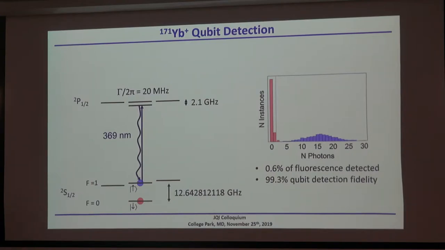In order to perform detection of the state of our qubits, as you probably well know, we use resonance fluorescence, where the 171 ytterbium plus ions are excited with resonant 369 light on the D1 line. And if the qubit is in one of the two hyperfine states, it will scatter photons. Here's a histogram of photons that are collected in our experiment with about a 0.6 numerical aperture lens. And if the qubit is in the other state, it remains dark, with the exception of a little bit of dark counts. If we set our threshold above the dark counts, we obtain in the system that I will be presenting 99.3% qubit detection fidelity, and higher than 99.8 or 99.9 has been achieved in the group of Jungsang Kim at Duke in our collaboration.